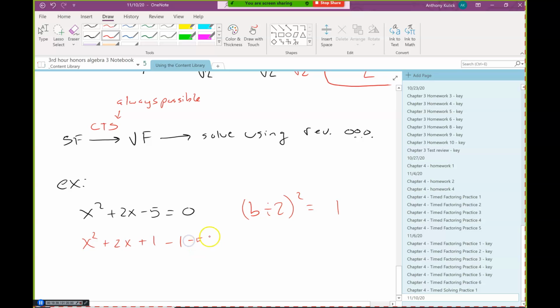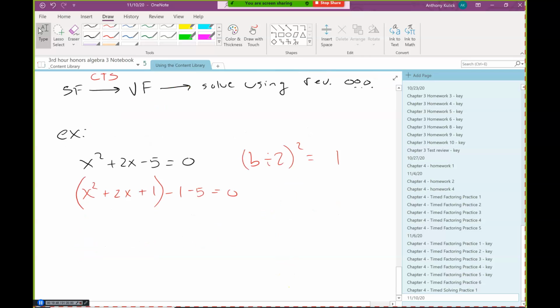Now x squared plus 2x plus 1, that factors, right? What does that factor to? Okay, but we're going to write it as x plus 1 squared, like that. And then -1 and -5 is just -6. And now it's in vertex form, right? So we could now solve this directly.